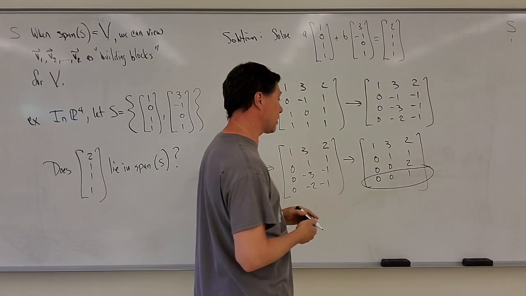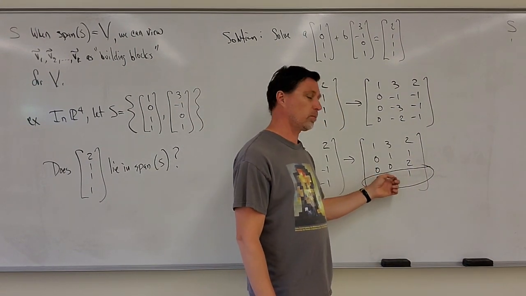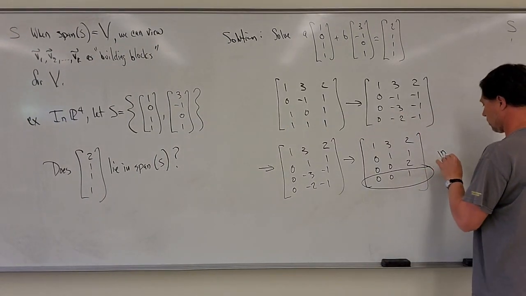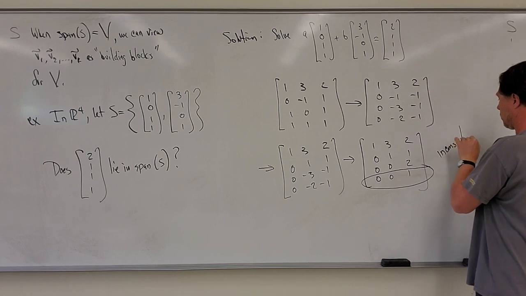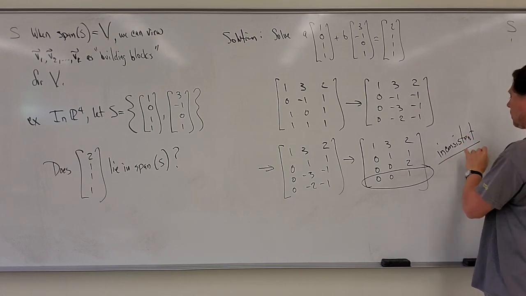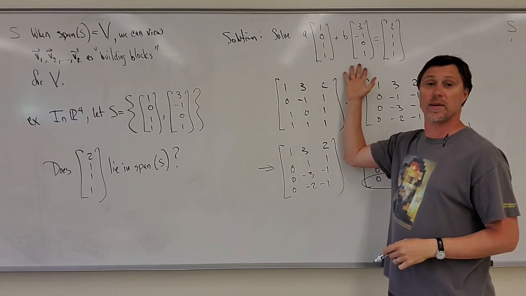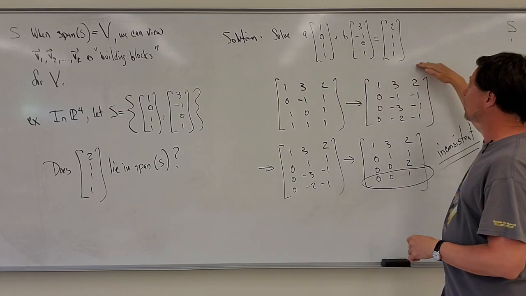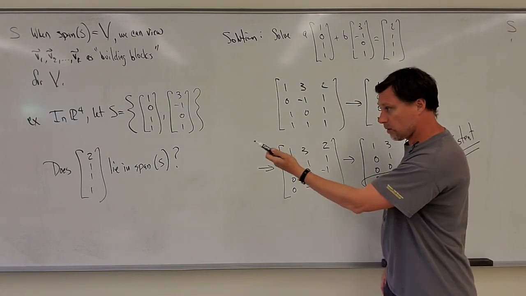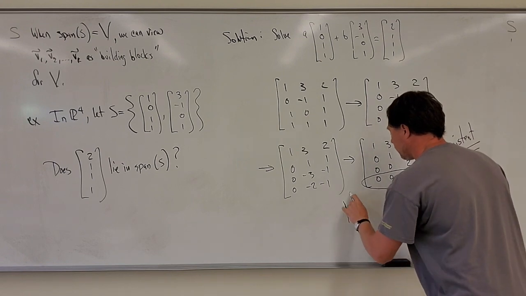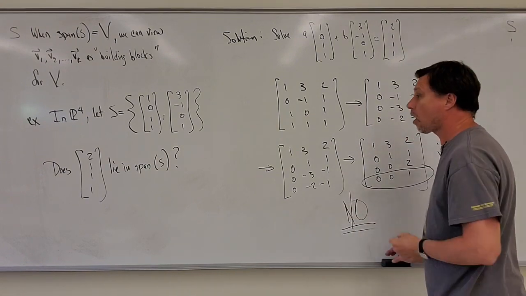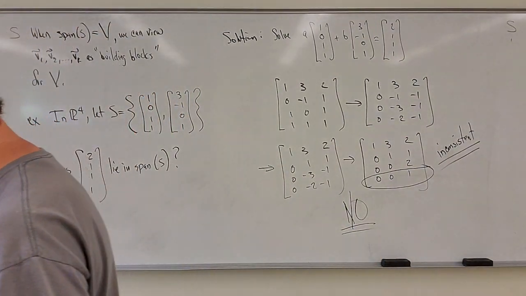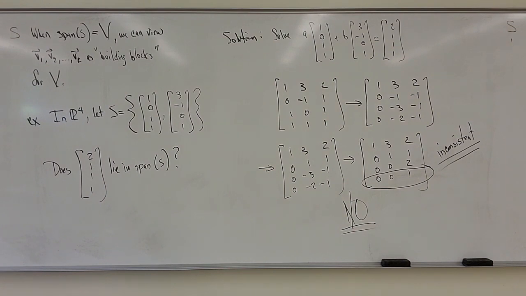It means that the system is inconsistent. It's telling us that 0 plus 0 plus 0 plus 0 equals 1. So this is inconsistent, which means that the original system has no solutions. There are no A and B for which this equation holds, and so the answer is no. That vector does not lie in the span. Okay, let's do one more example.